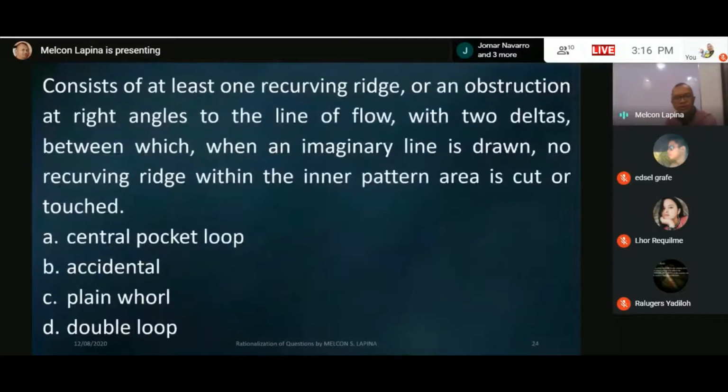24. Consists of at least one recurving ridge or an obstruction at right angles to the line of flow with two deltas between which, when an imaginary line is drawn, no recurving ridge within the inner pattern area is cut or touched. Ang choice is between central pocket loop whorl at saka plain whorl. Ang pinaka-memory aid natin dito ay yung touch or cut. Whether ang imaginary line ay mag-touch or mag-cut.